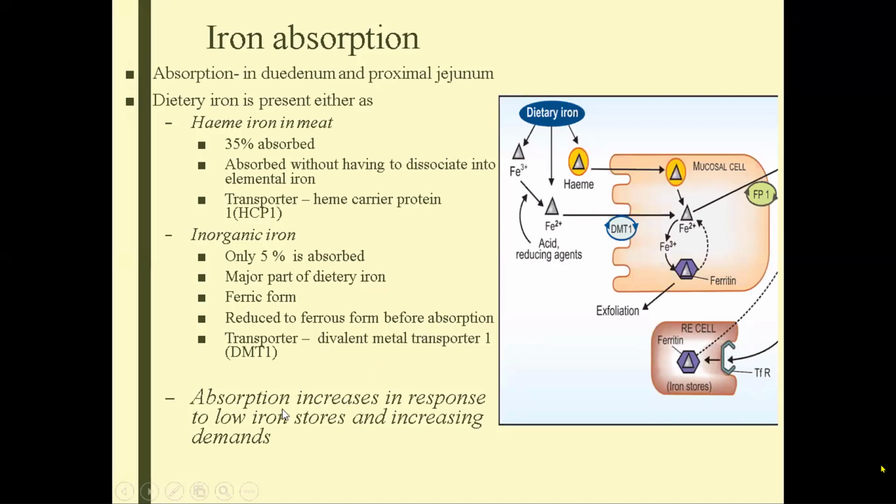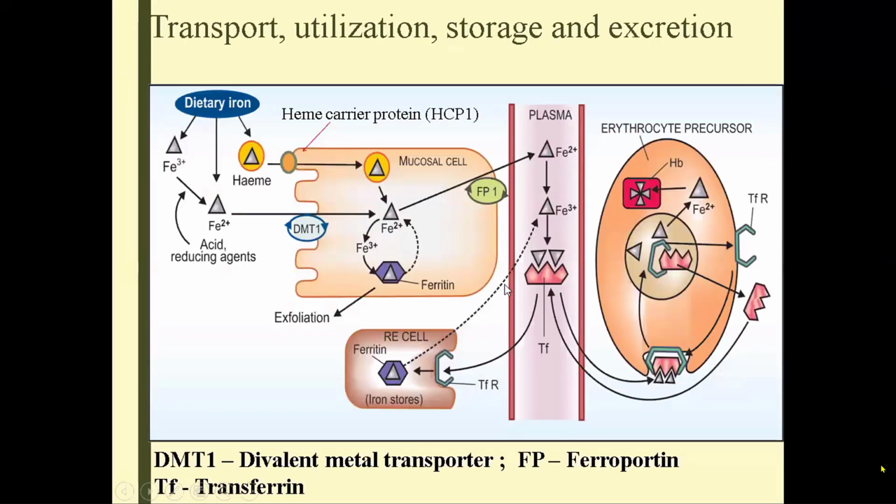So as I told you, this is the same thing. Absorption increases in response to low iron stores and increasing demand. So with increasing demand, absorption can increase. Not only the other segments, because other segments also get involved, maybe that may be the reason. But I said 5% is absorbed, right? Usually 5% of what you take is absorbed, not all the iron. But if demand increases, your 5% may increase to more than that, 10 to 30%, with the increase in demand, right?